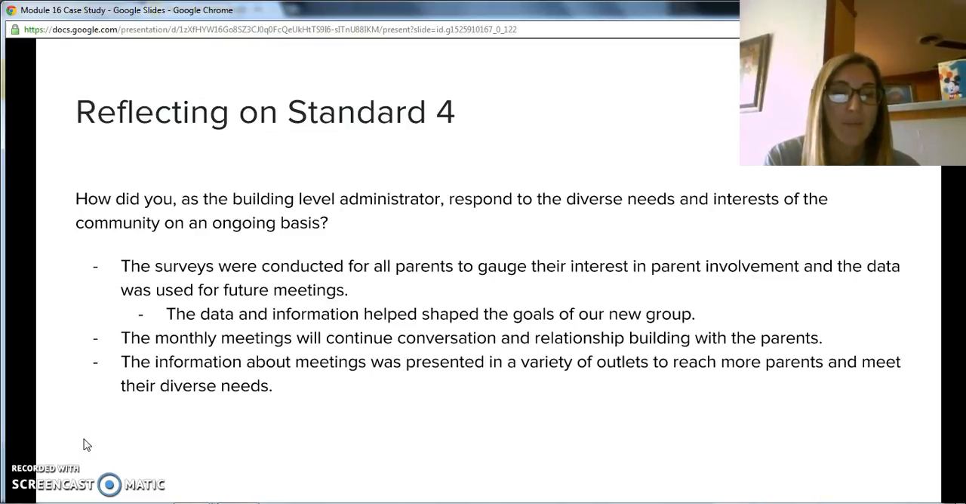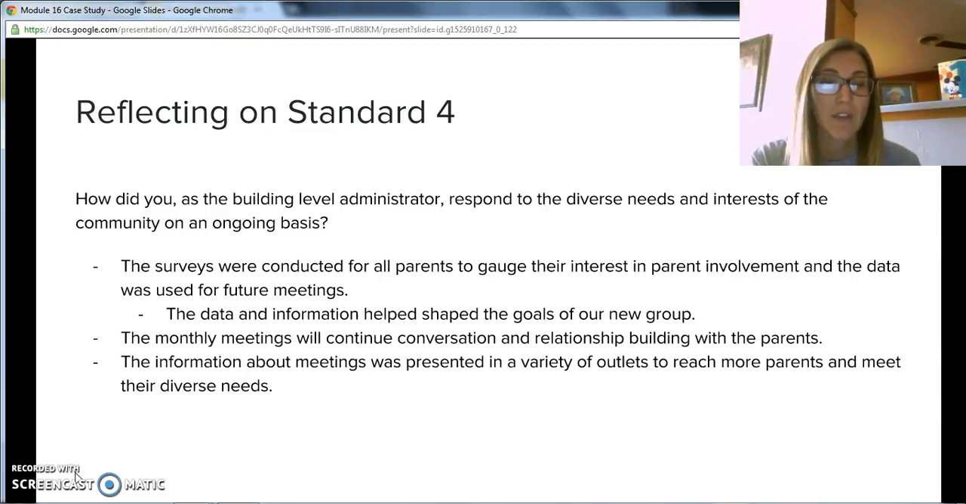The second question, how did you respond to the diverse needs and interests of the community on an ongoing basis? Surveys were conducted for all the parents in the district to gauge their interests on what they'd like to see for parent involvement, and then the data was used for future meetings. And then the data and information can help shape goals for the new group that we start, whether it's the parent advisory board or a parent organization.